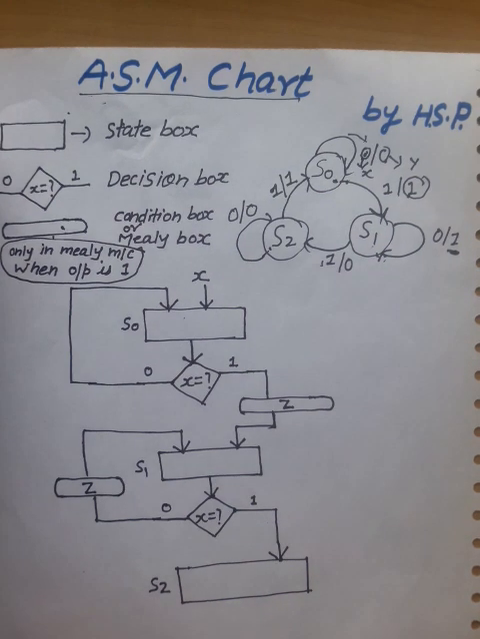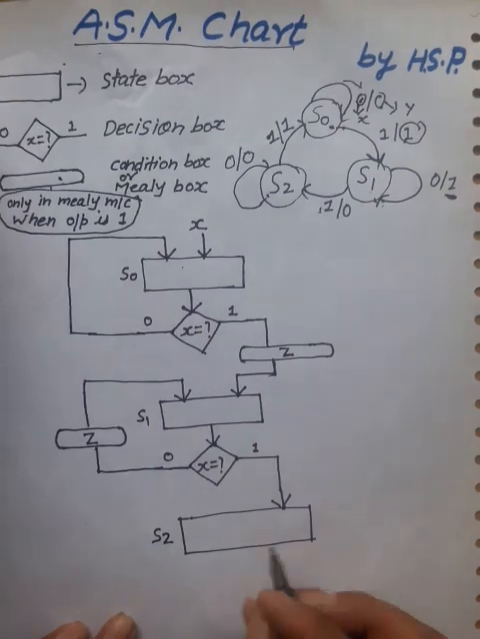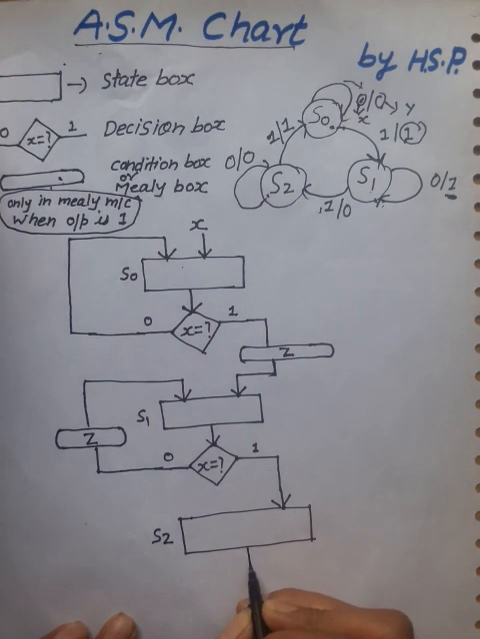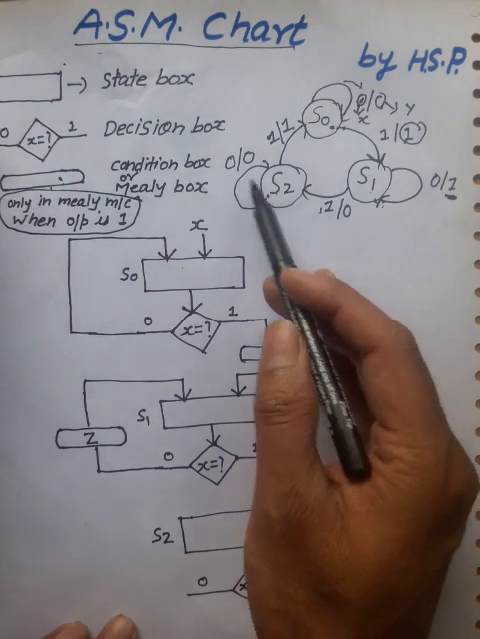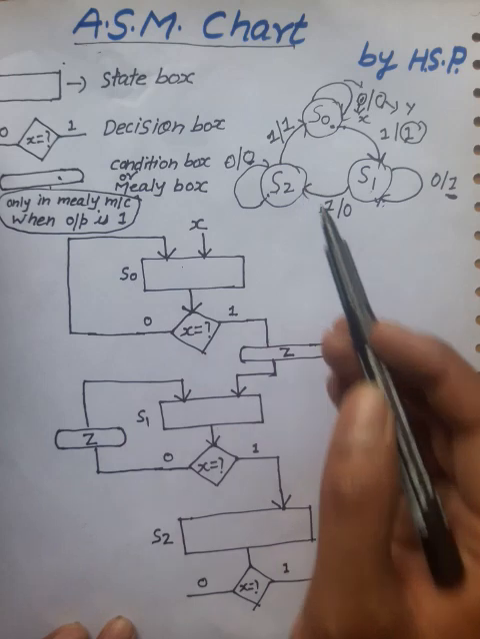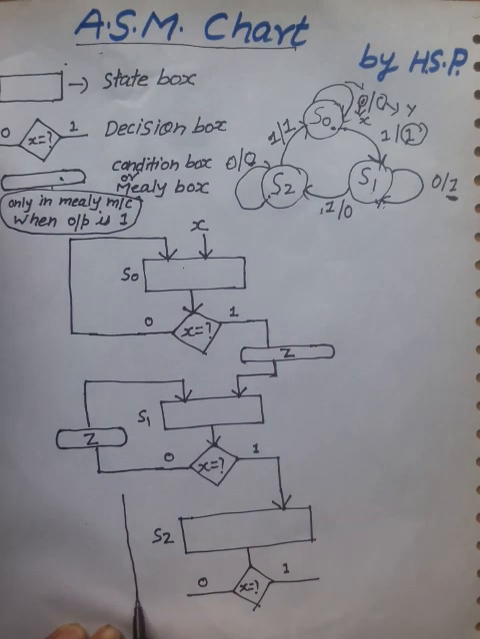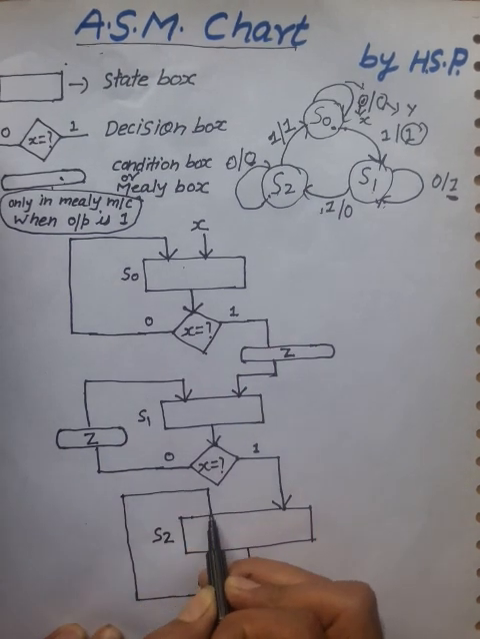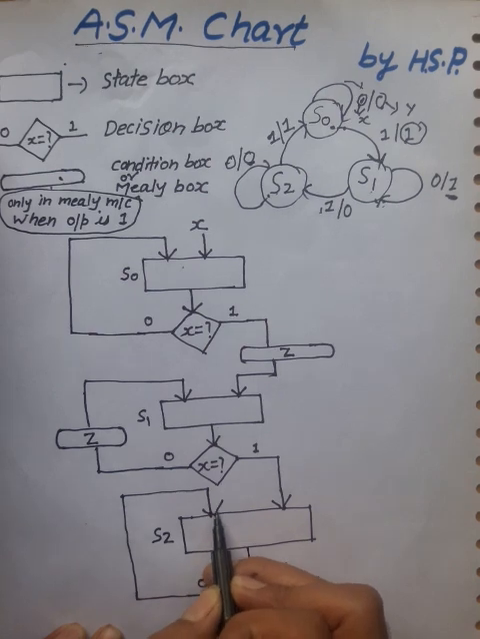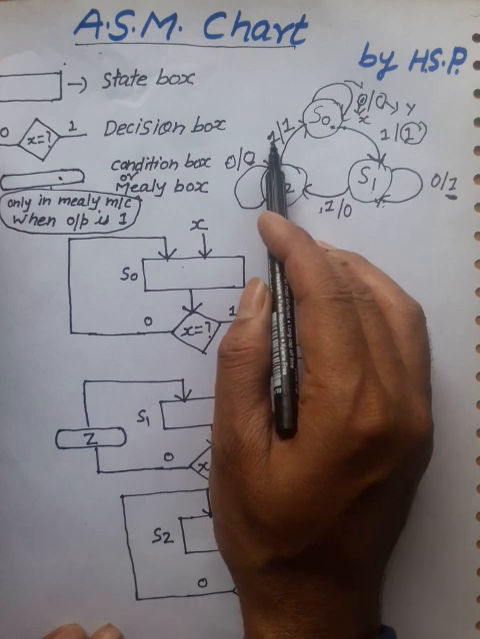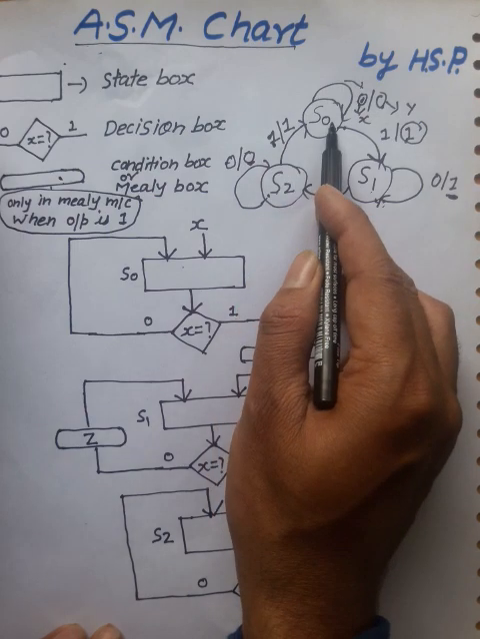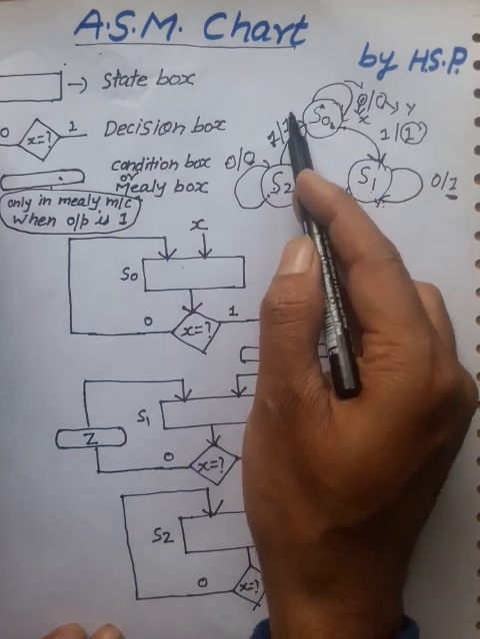Now again we will check for this S2. Two possible values of X, one value 1, one value 0. When its value is 0, it remains in same state and output is 0. So when value is 0, it remains in same state. And what about value 1? When value of X is 1, it is going to S0, from S2 to S0, and output is 1.